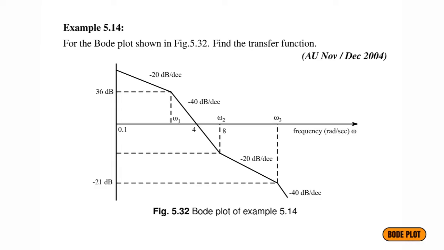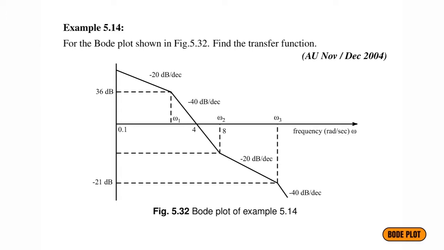If we know the Bode plot, this is the Bode plot. The actual plot may be like this. It will be like this. Here it may be like this. So I draw the tangents and I get the asymptotic plot. From this I can find the mathematical model.